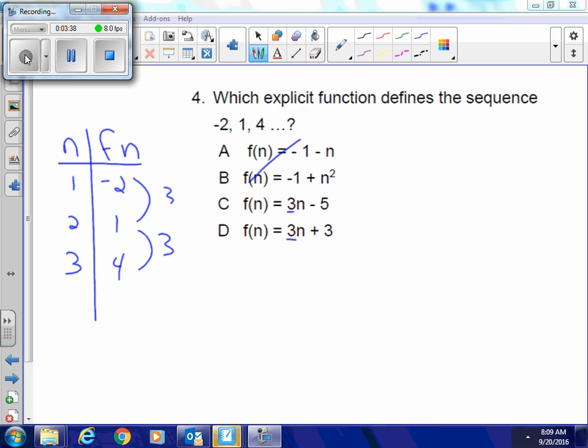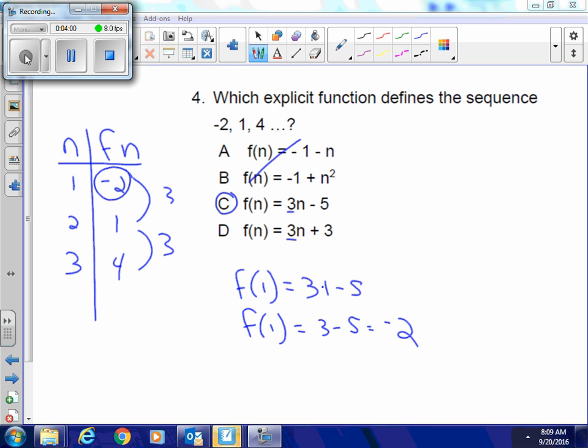Let's try C. So I'm going to plug in my f of 1. Does that equal 3 times 1 minus 5? Not does it equal, excuse me. I'm trying to see if I get a -2 for my term. So that's 3 minus 5, which is -2. And yeah, it's checking out.